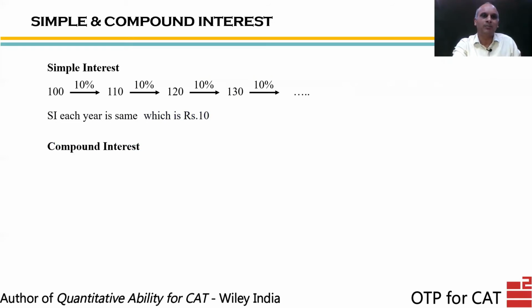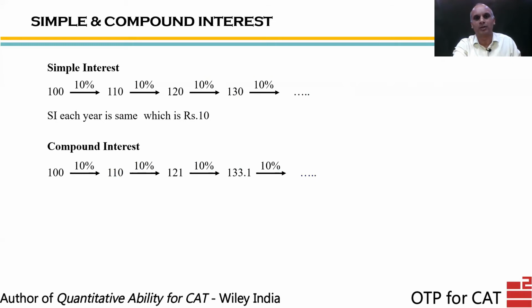In case of compound interest situation, let us see what happens. If we start with 100 rupees and the same thing goes on, we will get 110 at the end of first year, but 121 at the end of second year. And then we have 133.1 at the end of third year, and the process goes on. Obviously, in this case, we realize that the compound interest every year is not the same.